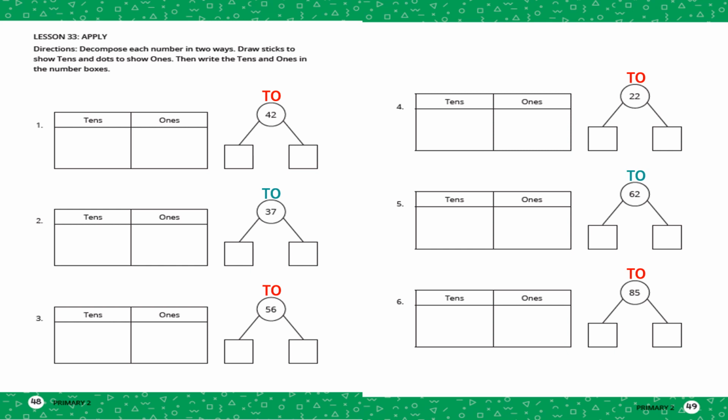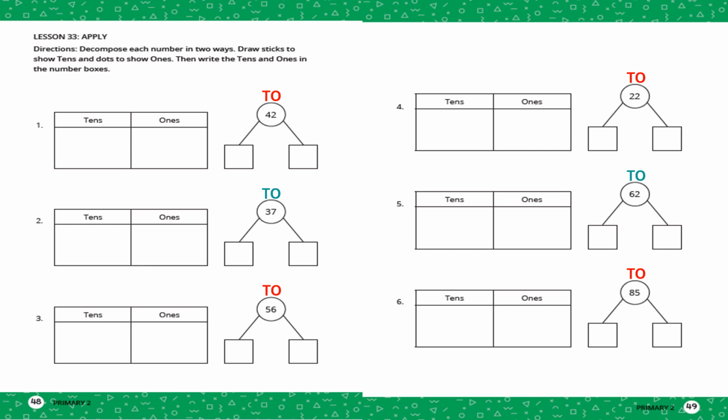Let's move to lesson 33, the apply part. Decompose each number in 2 ways. Draw sticks to show tens and dots to show ones. Then write the tens and ones in the number box. Number 1, 42. First step, put the places, ones and tens. 2 in ones, 4 in tens.